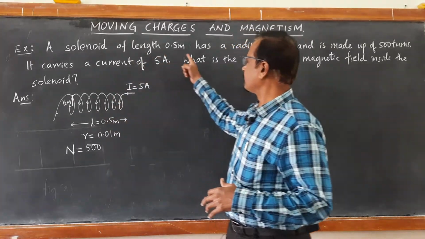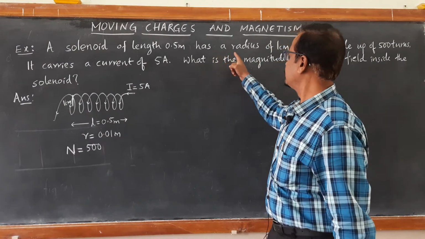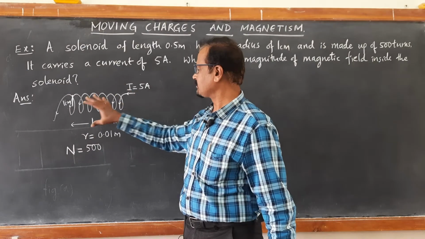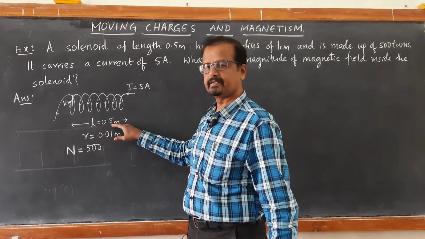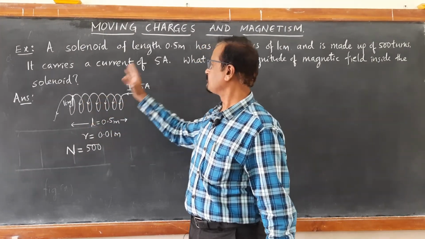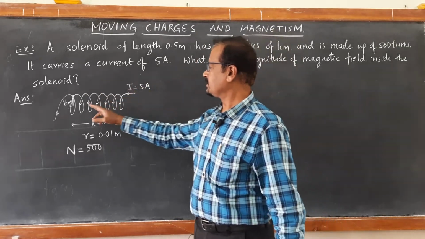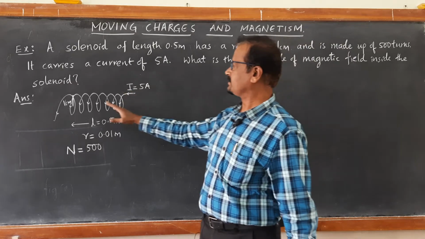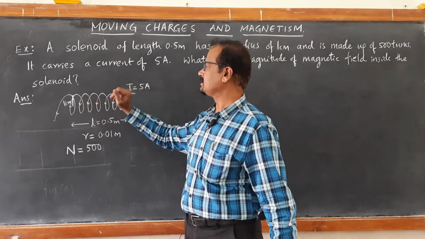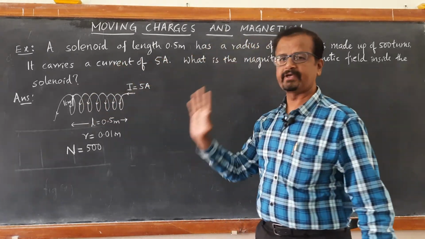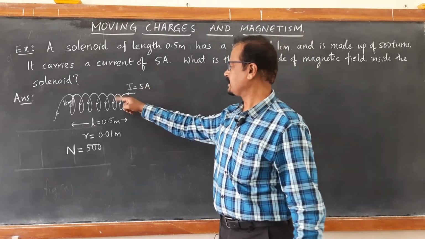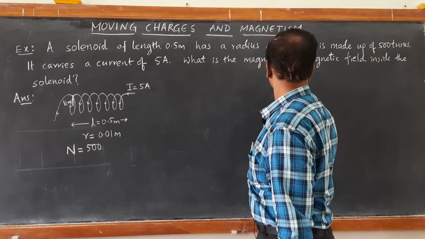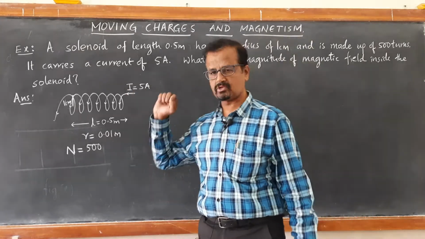A solenoid of length 0.5 meter has a radius of 1 centimeter. Let us say this is a solenoid of length half meter, having 500 turns, with a radius of 1 centimeter. It carries a current of 5 ampere. What is the magnitude of magnetic field inside the solenoid?